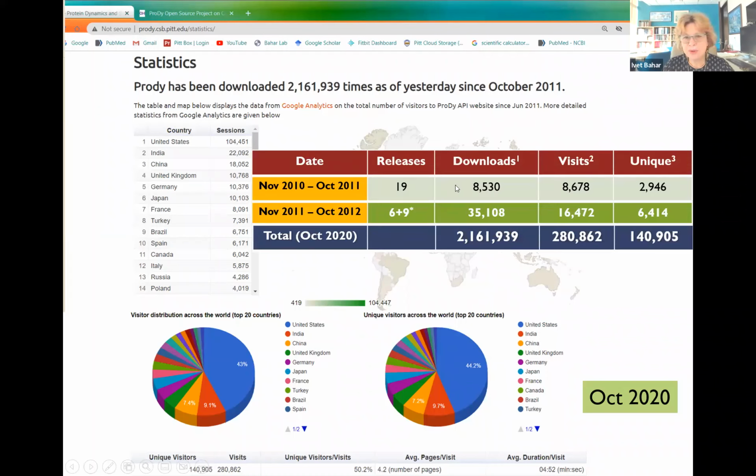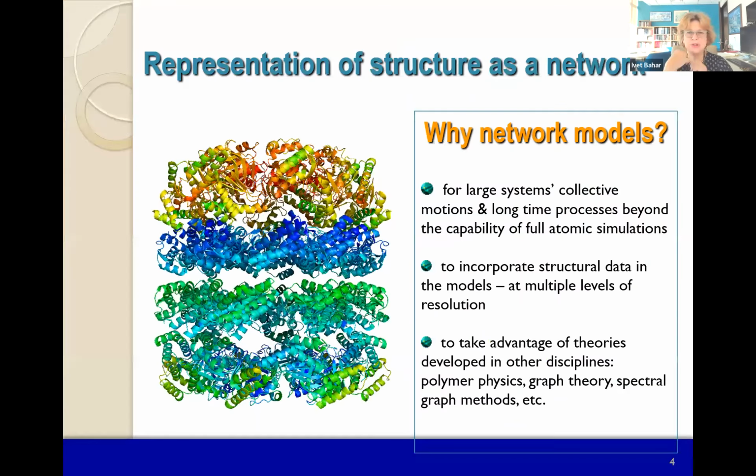We have the number of downloads. Originally, the first year it was only 8,000. The next year was 35,000, and so far it is more than 2 million. And the number of unique users is more than 140,000. So it's a broadly used interface, and hopefully you will be using it from now on in your research.